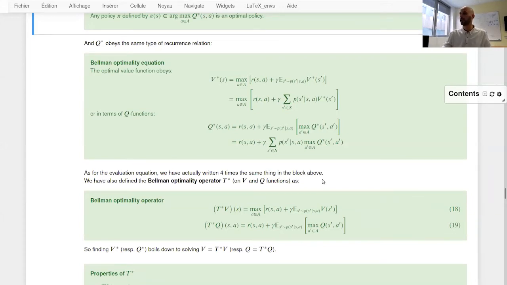As for the evaluation equation, we have actually written four times the same thing in the block above, just with different functions and different notations. And exactly like in the case of the evaluation equation, we can define the Bellman optimality operator T star on V and Q function as the operator that maps a function to another function.